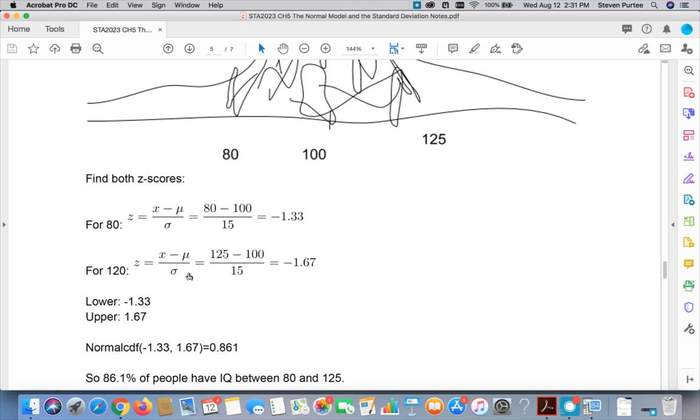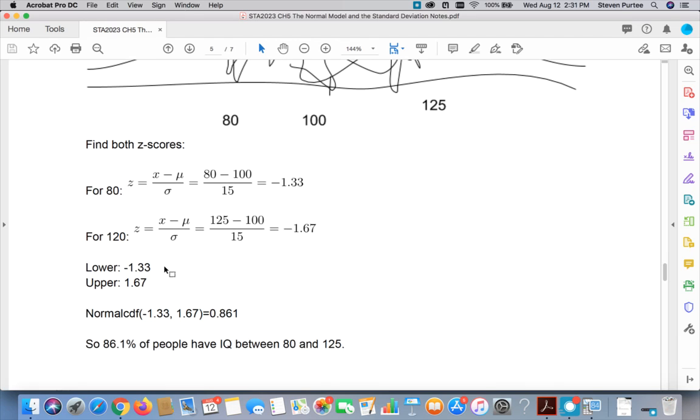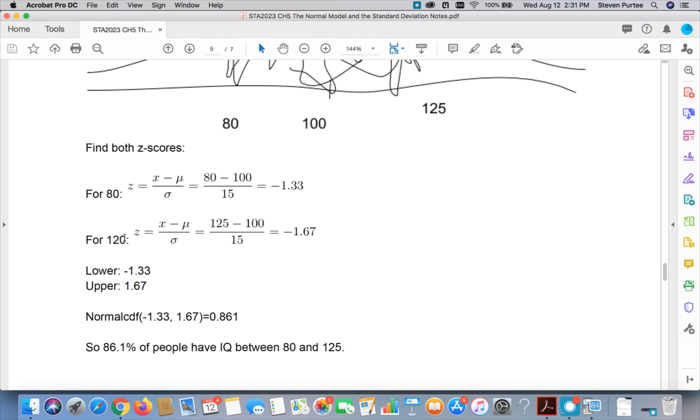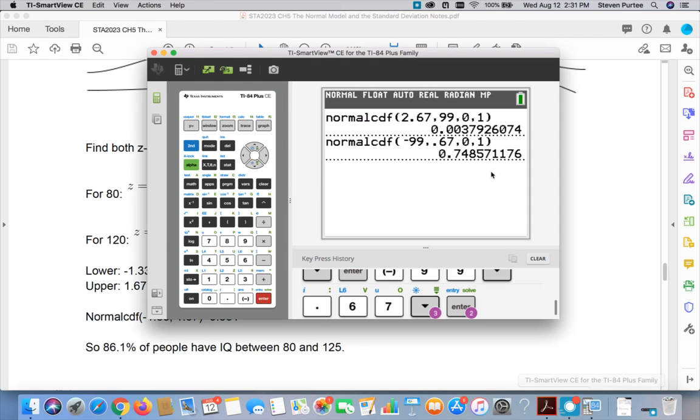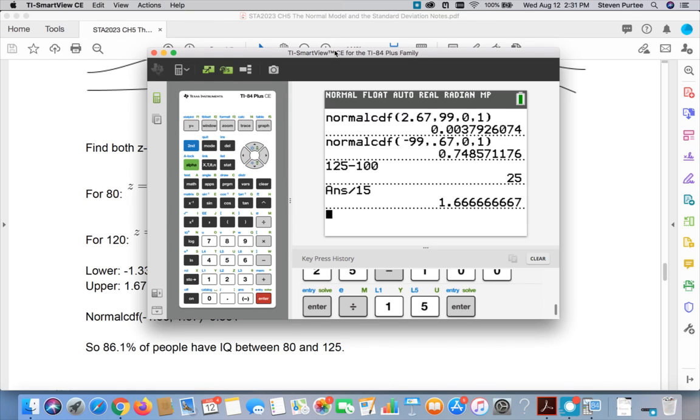That should say, there are a couple of typos here. I'll fix this document and re-upload it. This should say for 125, because that's the number we typed in, and that is not a negative number. That is a positive number. So 125 minus 100 divided by 15, 1.67.